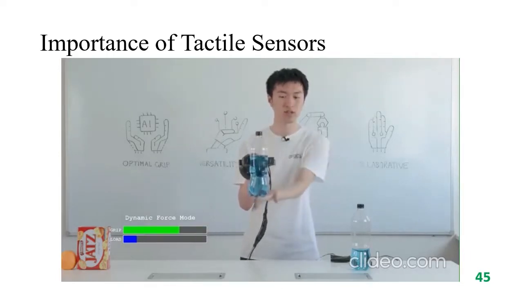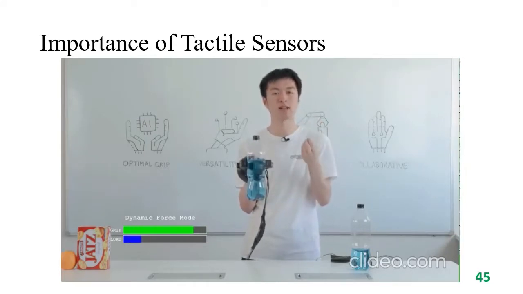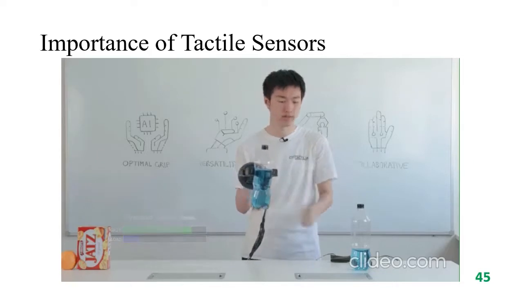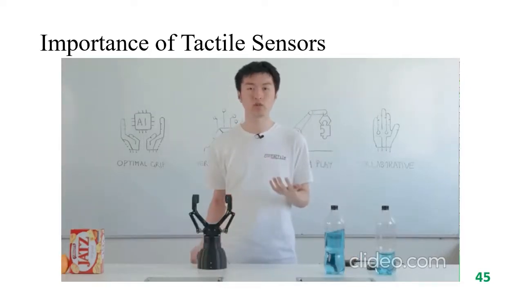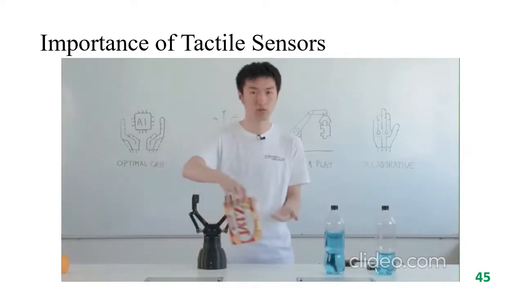If I decrease the weight, it will decrease the force, because it knows exactly how hard it needs to squeeze to stop the bottle from slipping. This is very useful in any situation where we might have an object that's crushable by excessive grip forces.